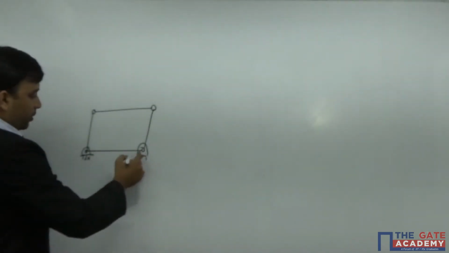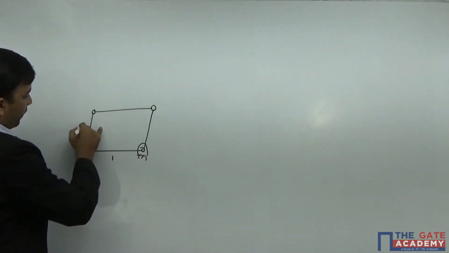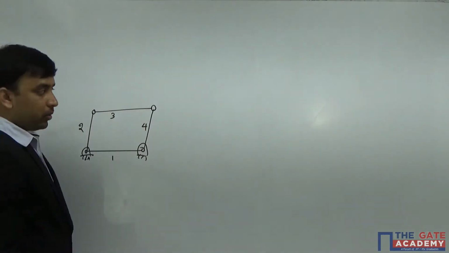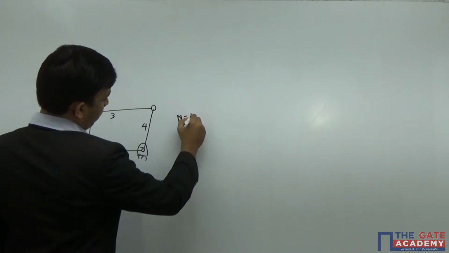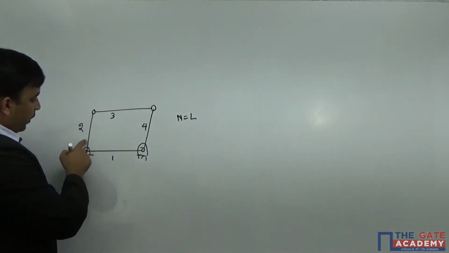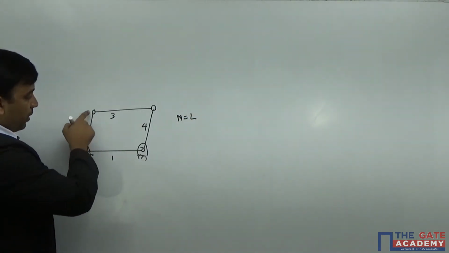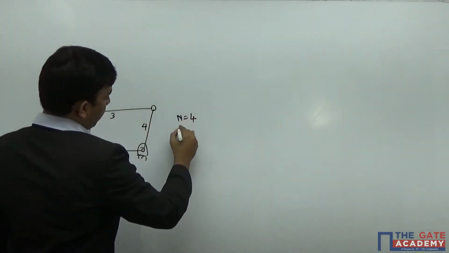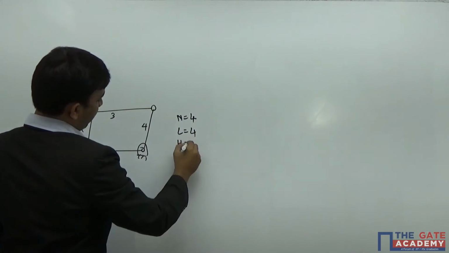If you see, this is link number 1, the fixed link. This is link number 2, this is link number 3, this is link number 4. So I can say the number of links is 4. And the number of lower pairs: link 1 and link 2 are connected by turning pair 1, the first lower pair, second turning pair, second lower pair, third lower pair, fourth lower pair. So the number of lower pairs is 4. If you look at the mechanism, there is no higher pair.